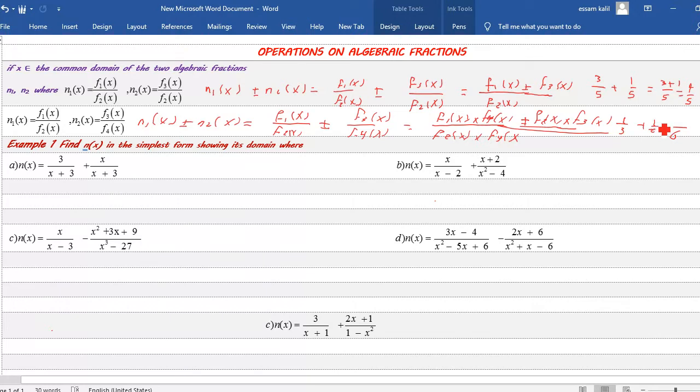3 times 1 equals 3, so it becomes 5 over 6.